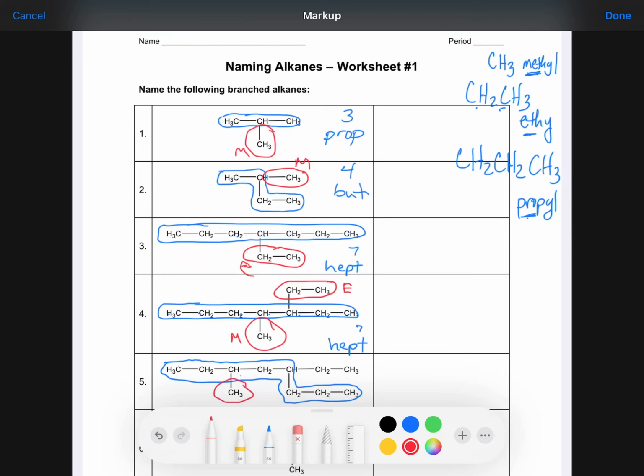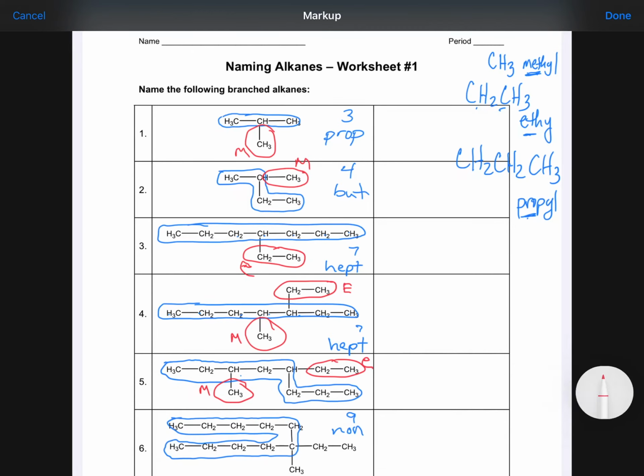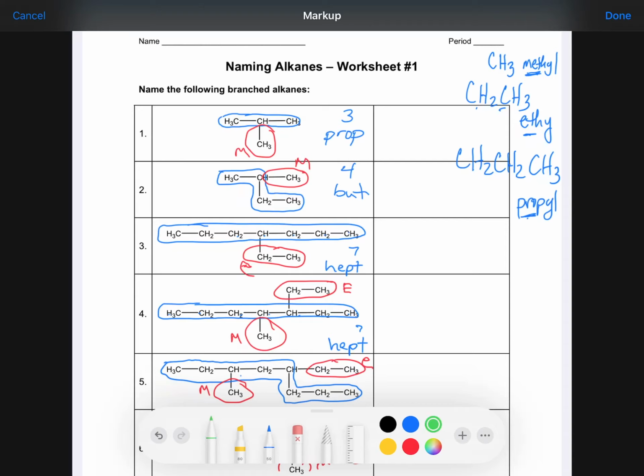And this one I have a branch here with one carbon, it's a methyl, and here I have two carbons, which is an ethyl. And here I have one carbon, which is a methyl, and two carbons, which is an ethyl. So the next step is to figure out how to number each of these, and we'll use green for numbering.